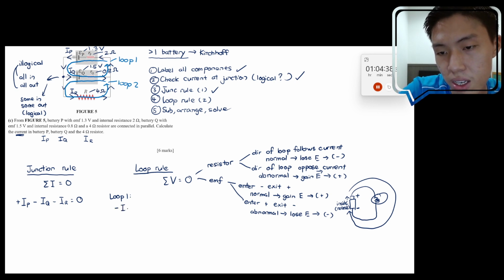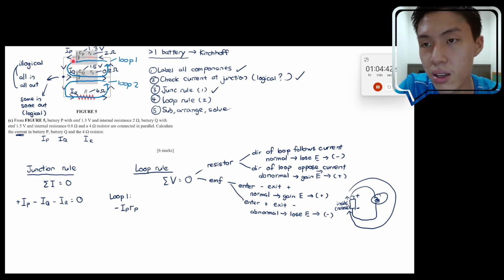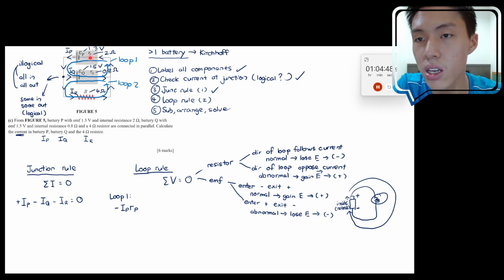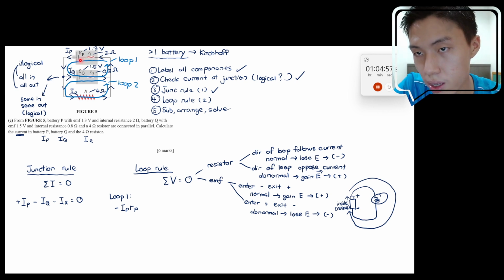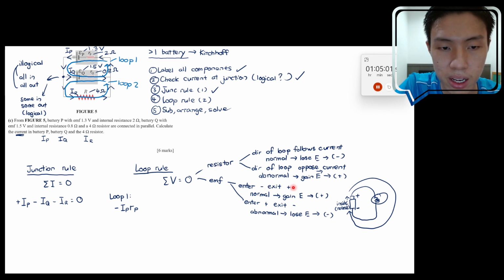Which current? Current is IP. Which resistor? Resistor is RP. How do I know it's IP? Because from this junction to this junction, all the same current. So here should be IP as well. Okay, continue. The next thing I pass through is the battery. My loop is going through the negative first, then it exits at the positive. Enter negative, exit positive. That's normal. Gain energy, so positive. So positive epsilon P.